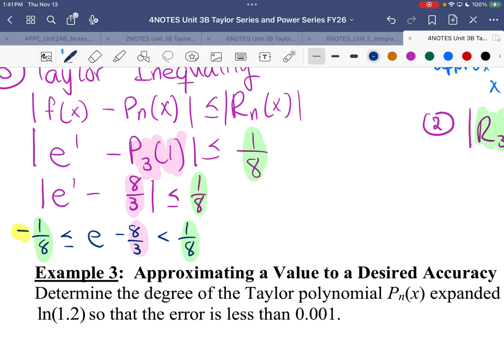Noah? You have that e is greater than or equal to -1/8, but that it's less than 1/8. Is that supposed to be less than or equal to? Oh, I just forgot to write my equals to. So you have e is less than or equal to 1/8 plus 8/3, and is bigger than or equal to 8/3 minus 1/8.